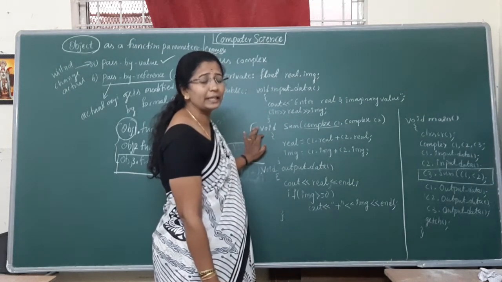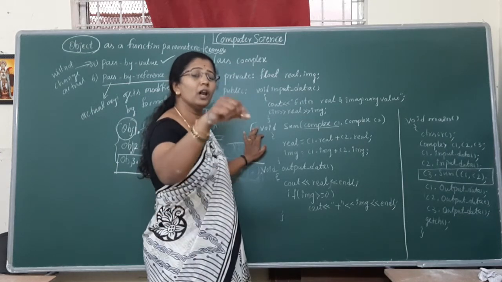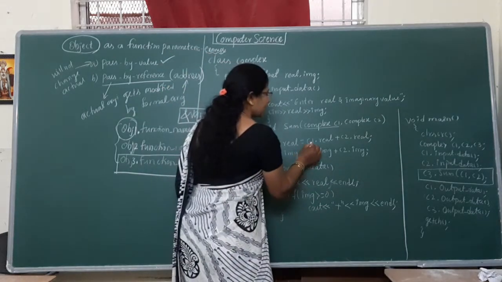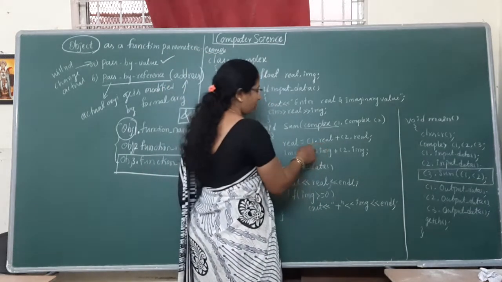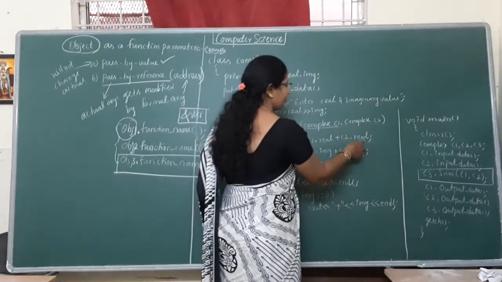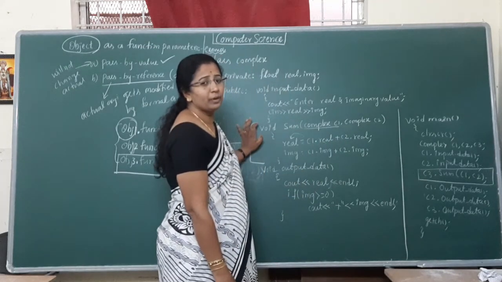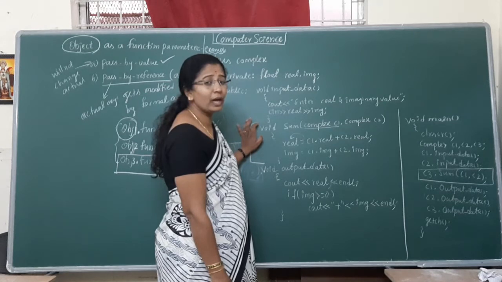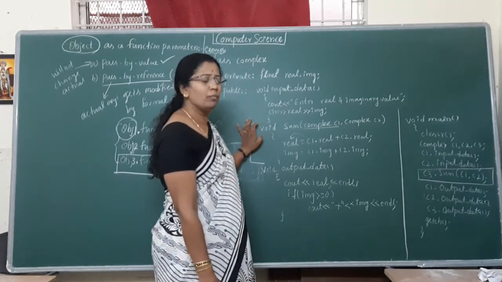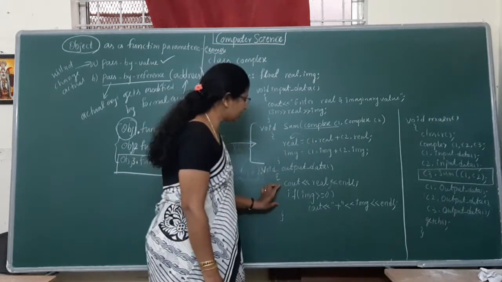I am not taking it directly as a real variable. I am taking the real variable along with its object name. See here: object name dot data member, plus object name dot data member. These two get added and stored into the data member. The original values that we have given get modified by the object.